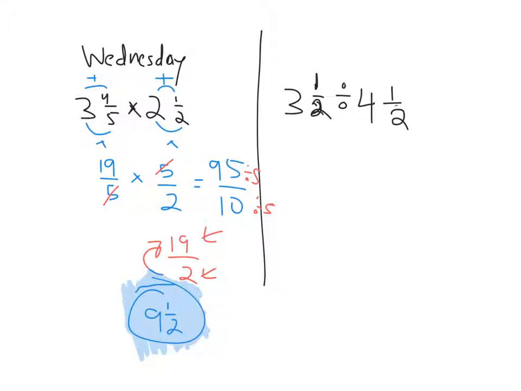Just to go back and clarify, when we multiply fractions, we multiply straightforward. So 19 times 5 is what gave us 95. 5 times 2 gave us 10. Okay? All right, next one.